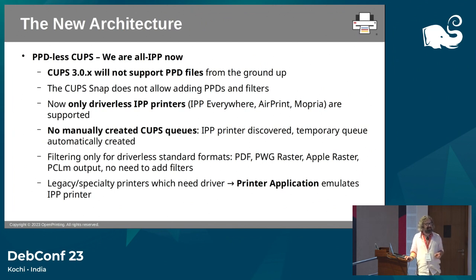So CUPS will be all IPP. IPP is the Internet Printing Protocol. CUPS used the Internet Printing Protocol right from the beginning. And the Internet Printing Protocol has been developed a lot over time, and since something like 10 years ago, with its version 2.x, it supports driverless printing, which means that an IPP printer can tell everything about itself, all its capabilities, so that on the computer side no PPD is needed anymore, and it uses a standard protocol like PDF or some raster format.